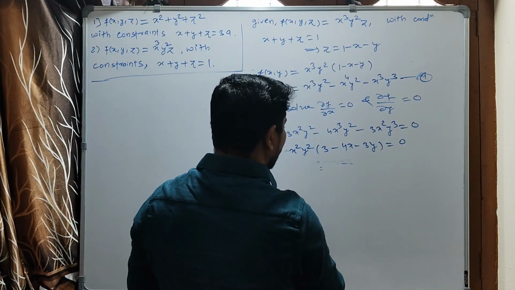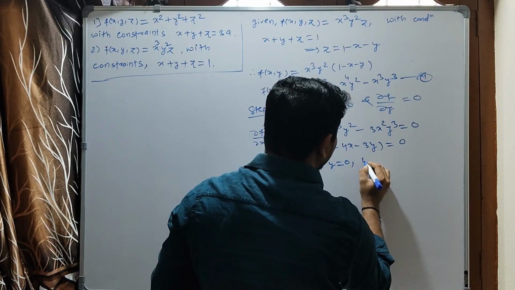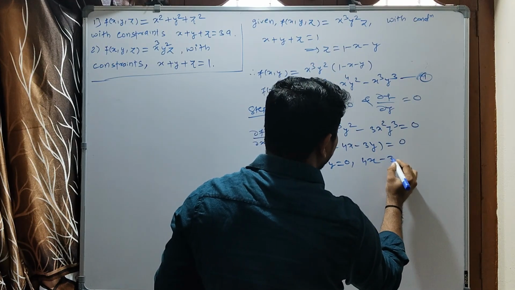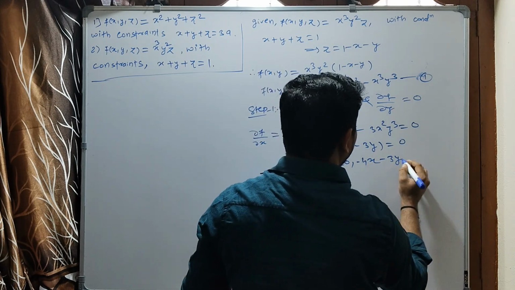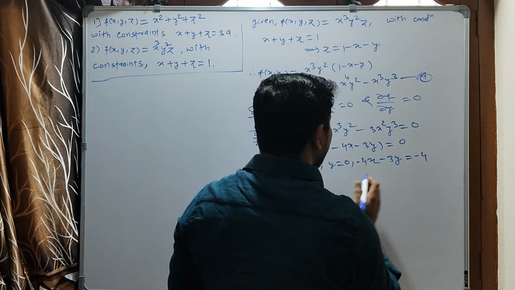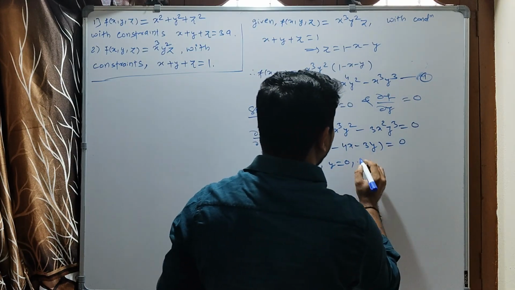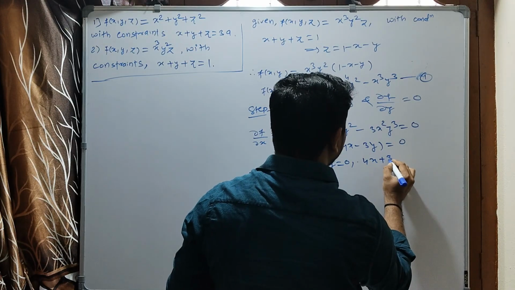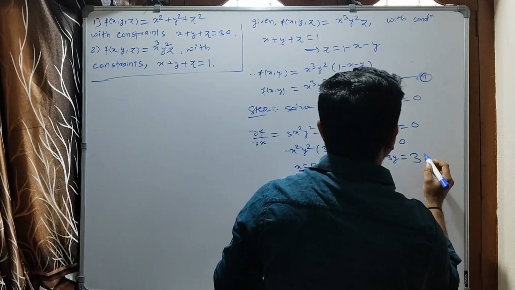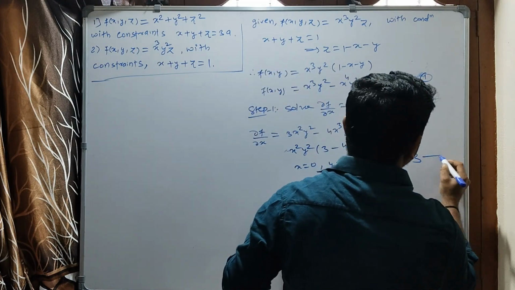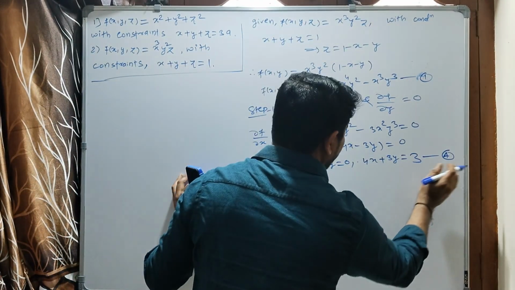So here this implies x equal to 0, y equal to 0, and here I will write 4x plus 3y equal to 3. Let's say this is my value. Just for the sake of understanding, this is a, the pair of 3 equations is a.